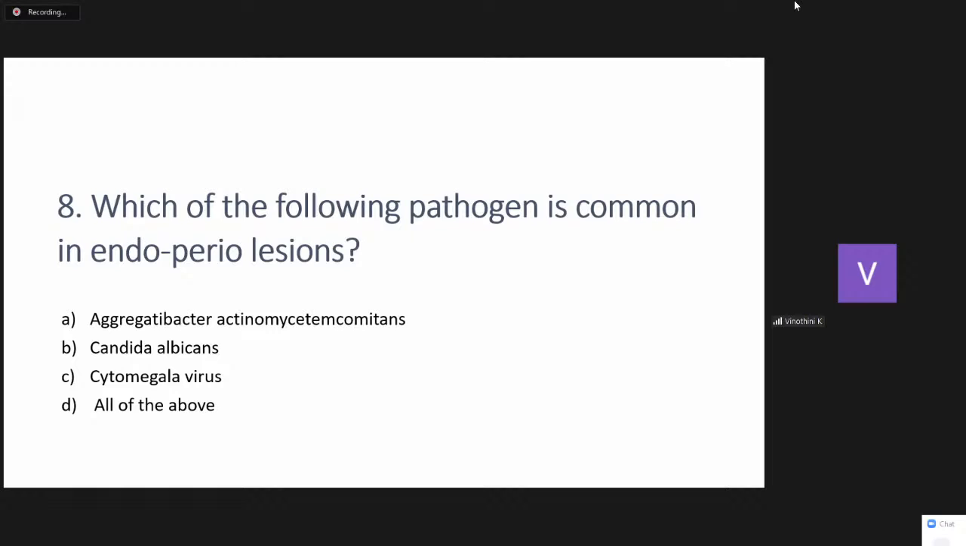So this is a tricky question. Everyone knows answer A is correct. But you also have to know that Candida albicans is also there and cytomegalovirus is also going to be there. So the correct answer is going to be all of the above. Okay.